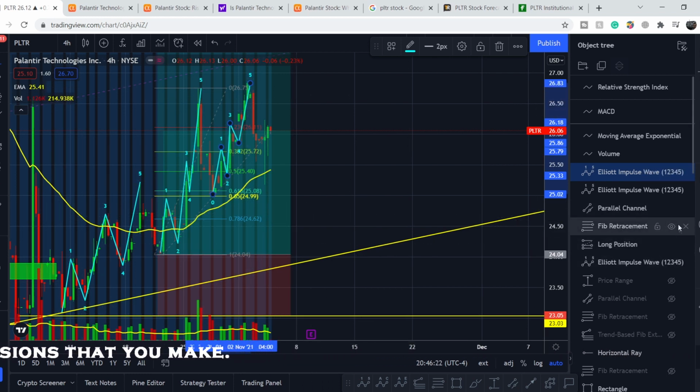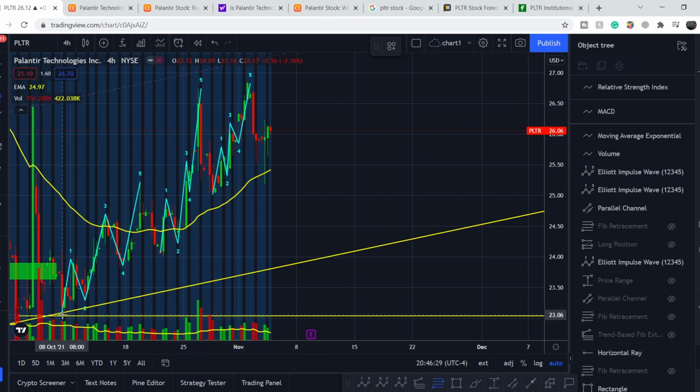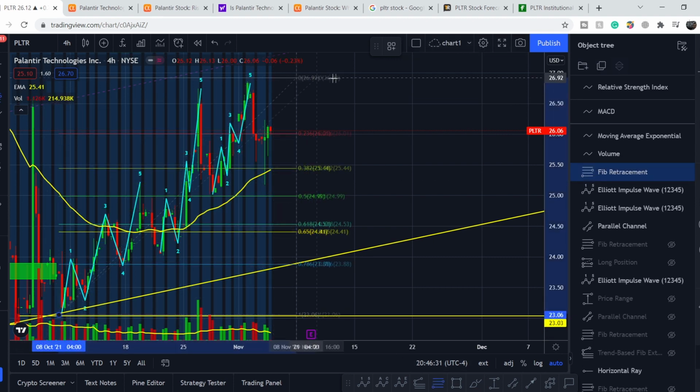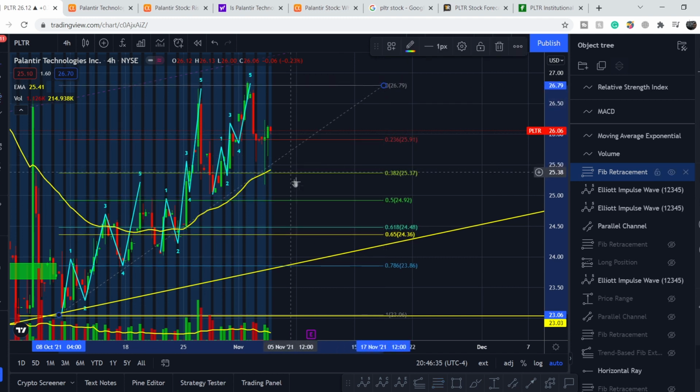And let me clean the chart a little bit again. And to measure this movement, I pull the Fibonacci retracement tool from this bottom to this top. And potentially we might have these levels as our entry levels for the long-term investment in this company. And they are 0.32 at the price point of $25.37. Next one, 0.5 at $24.92. And the golden pocket, as usual, is ranging between $24.36 and $24.48.